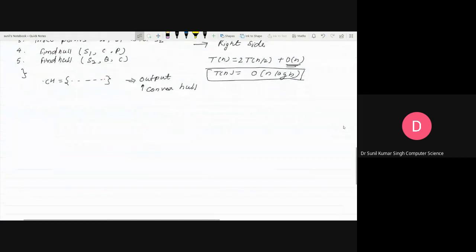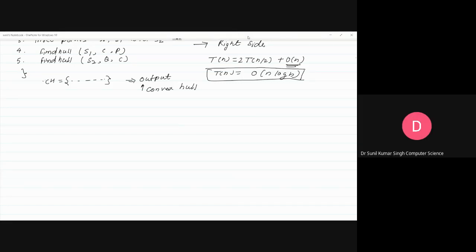Yes, any doubt? Sir, if S1, S2 has no points, then is it necessary to pass it as a parameter? How will you decide that there is no point? Either you have to check before passing, or if you are going to pass it, then it will be checked there. If S is null, then it will simply return. So that means there is no further step.